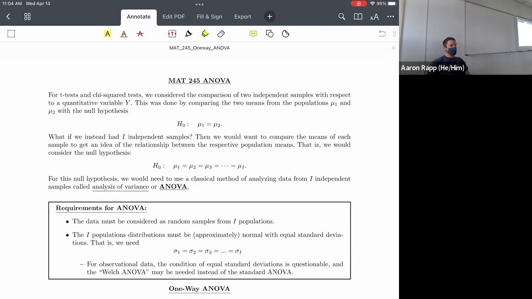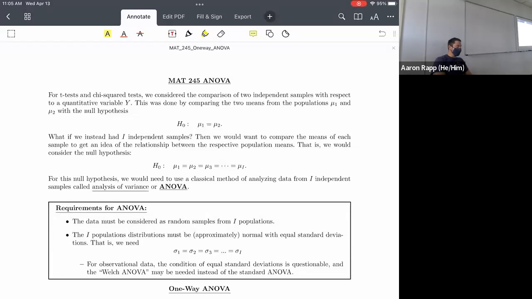So what if instead of just having 2 independent samples, what if we had I independent samples? So 3, 4, 5, all the way up to 10. Then we want to see, okay, is there a difference between them? Now, we don't necessarily want to compare all 3 or all 4 in pairs, because one, you get into a little bit of data snooping, right? You're trying all possible combinations, so you're bound to find something. But also, when you do comparisons like that, you end up increasing the probability of your type 1 error, right? So that's the sending an innocent man to jail concept.